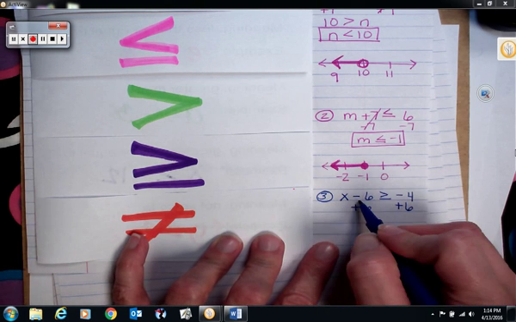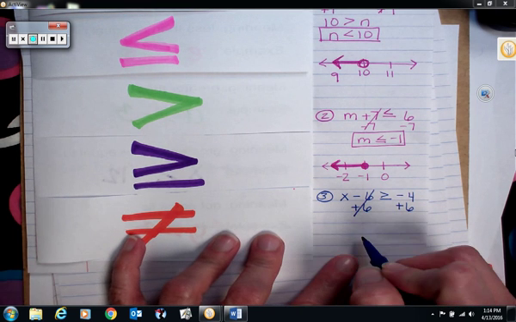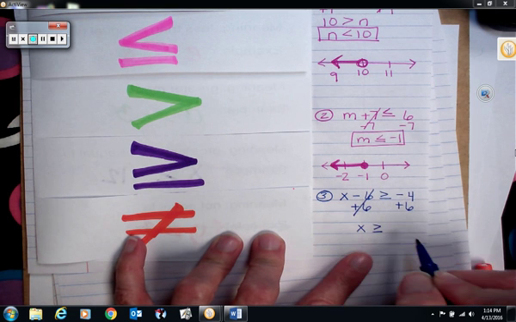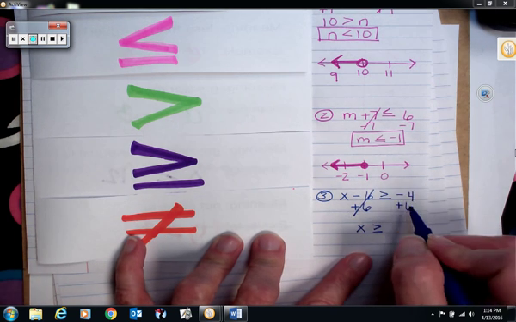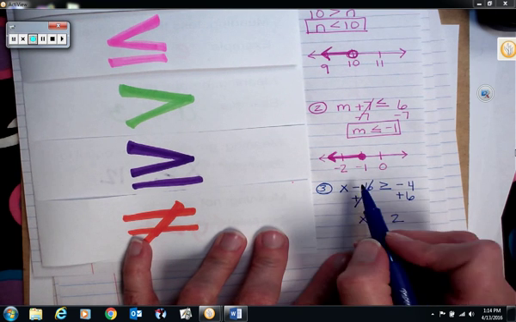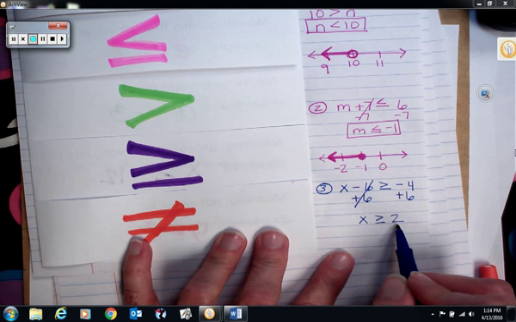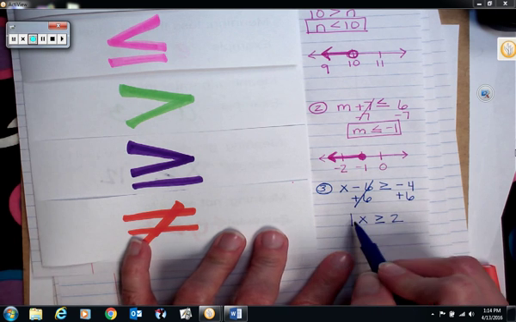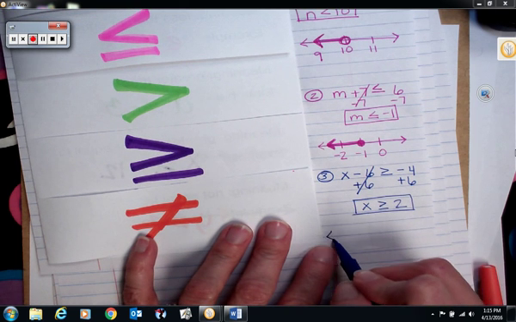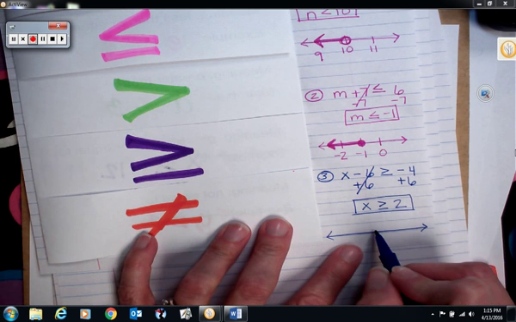I'm trying to get x by itself. And -6 plus 6 is 0, so that part of my inequality goes away. I'm left with x by itself. My greater than or equal to sign stays the same, and -4 plus 6 is +2. So my solution for this inequality is x is greater than or equal to +2. So I'm going to box that answer. And then if I wanted to graph that solution, I'm going to draw a simple number line. I need to make sure 2 is included on my number line.